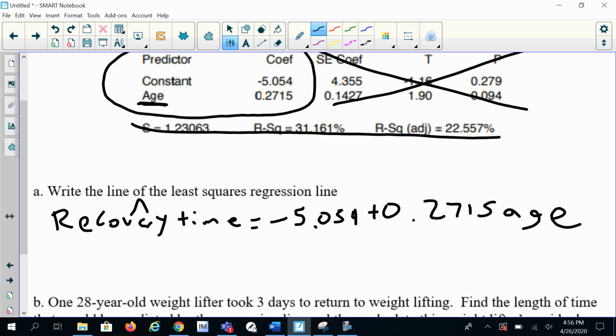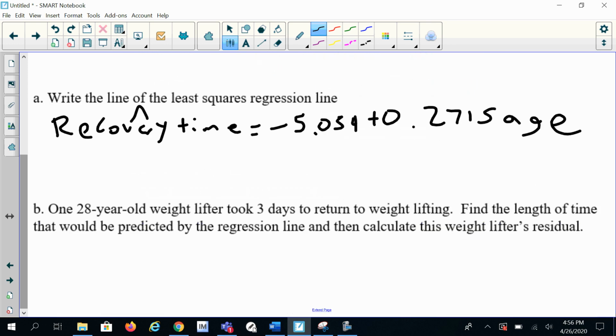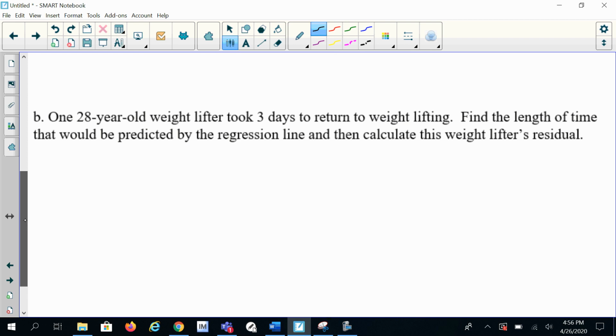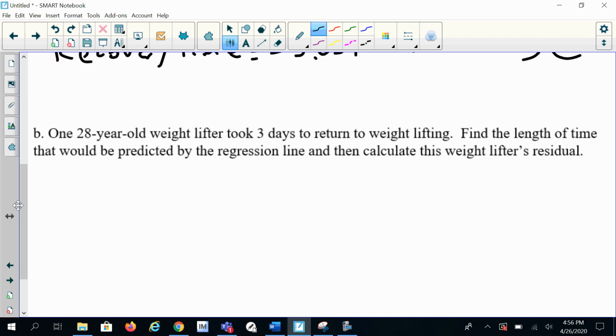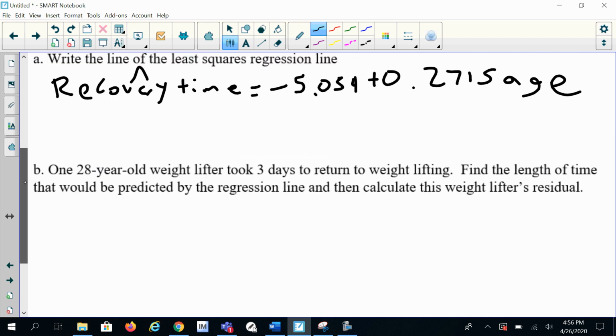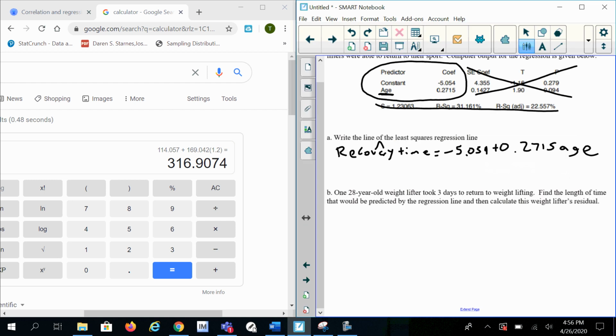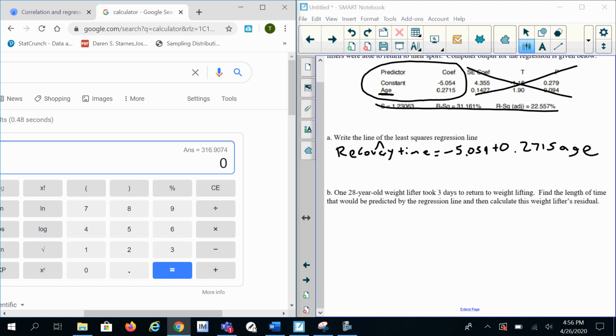And then the last thing we want to do, it says, is a 28-year-old weightlifter took 3 days to return to weightlifting. Find the length of time that would be predicted by the regression line and then calculate the weightlifter's residual. So we've already talked about how to find the prediction. Now that we have a line, we can use that line to calculate the prediction. And this person's 28 years old, so I need to put 28 in for age. So let's go ahead and do that.